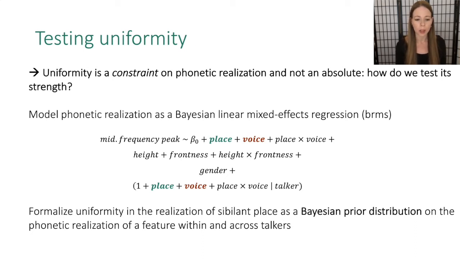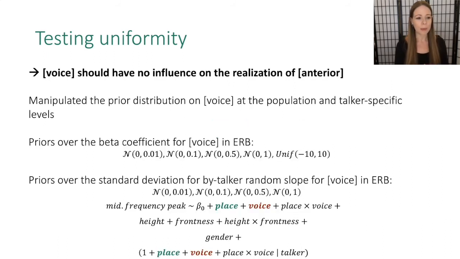In the case of mid-frequency peak, we expect the place of articulation feature to really call the shots, and the voicing feature should have basically no influence on what the mid-frequency peak, i.e. constriction location, is. So keeping this in mind, voice should have no influence on the realization of anterior.